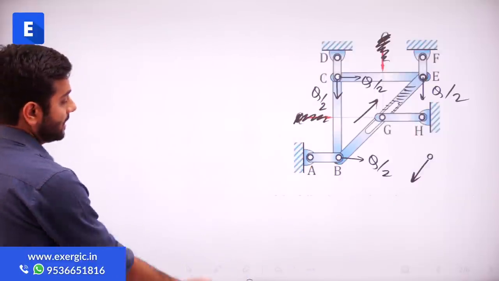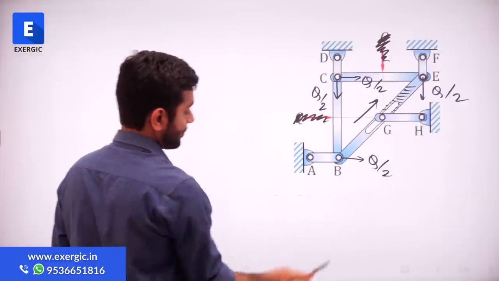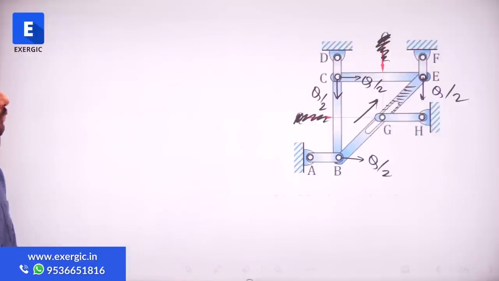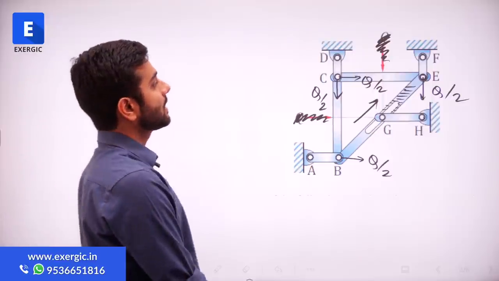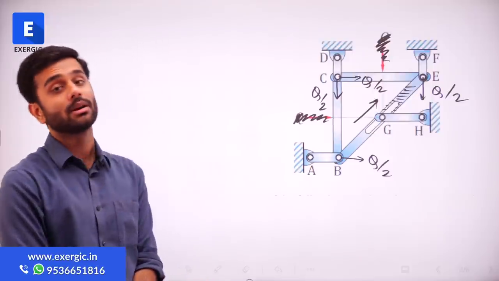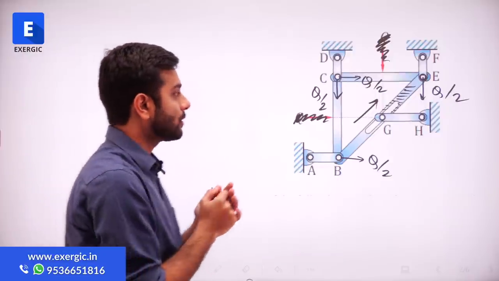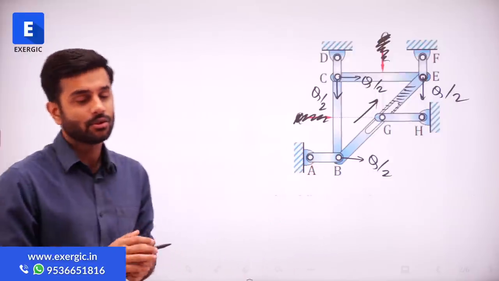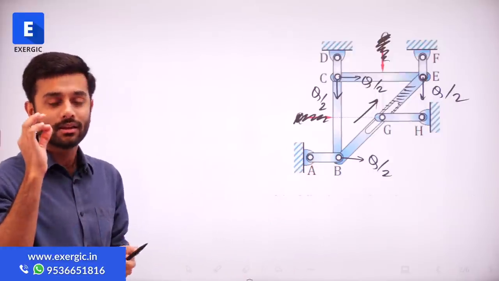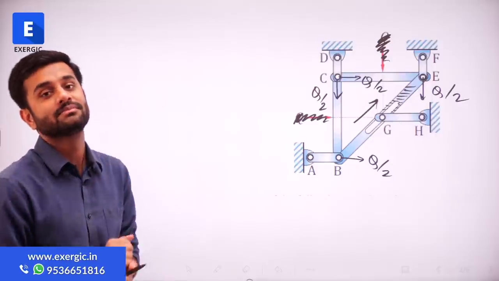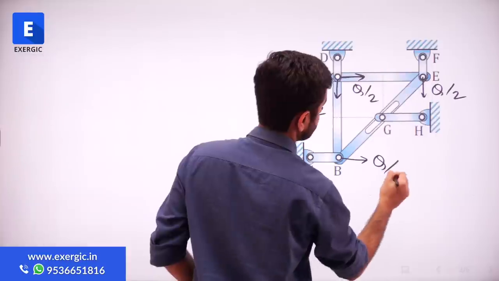Now let us see what can happen with the other options. Let's use the same diagram here. What can be done about the other options? Is there a possibility of any other zero force member? Let us see that. As I told you, if we try to conclude that in a hurry, due to whatever reasons, there will be an error in the answer and one zero force member may get missed. Let me tell you how.